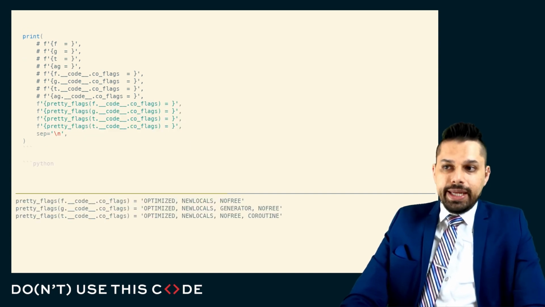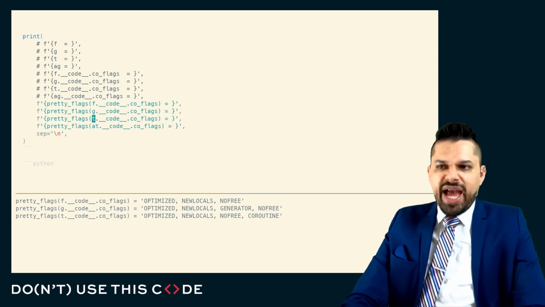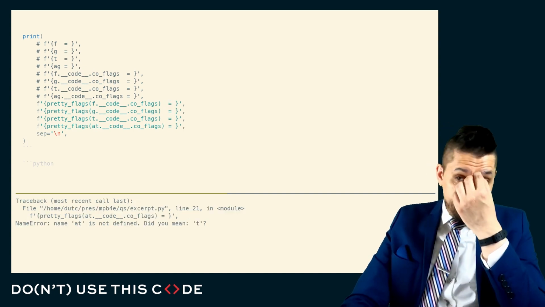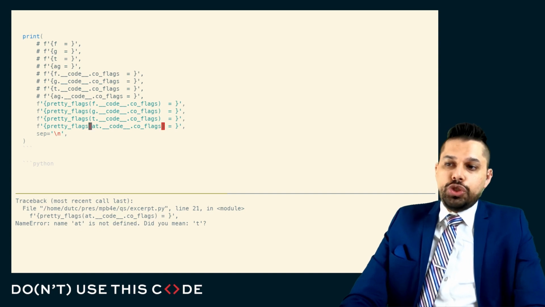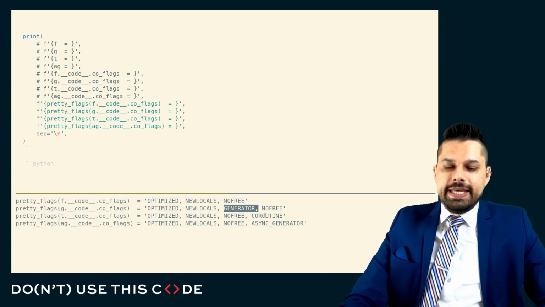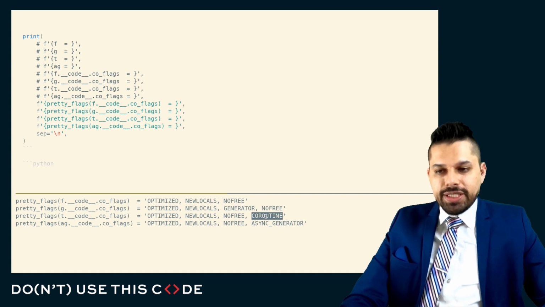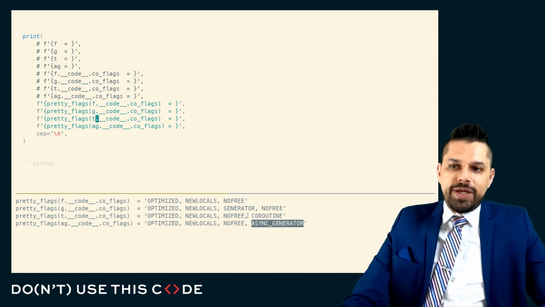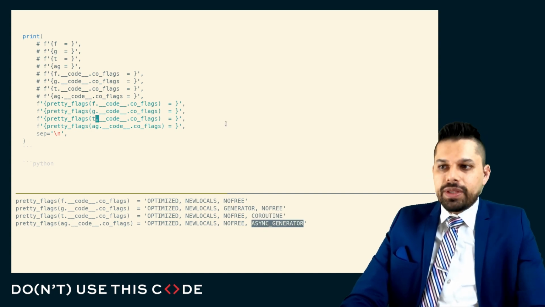Here, we can see a regular function just has a couple of flags, just referring to whether it has free variables, whether it can be optimized or whatnot. G has a special flag indicating that it is a generator. T has a special flag indicating that it's an asynchronous task, a coroutine. And AG has a special flag indicating that it's an async generator.